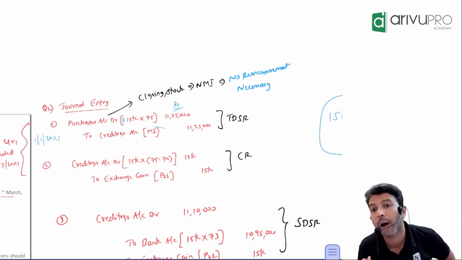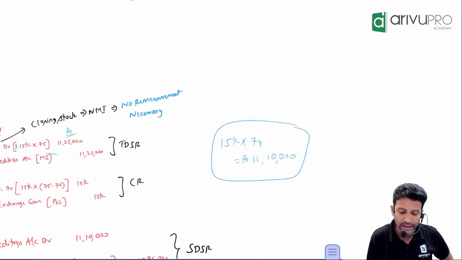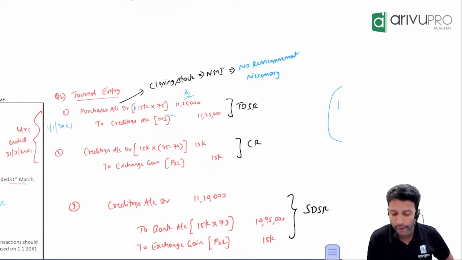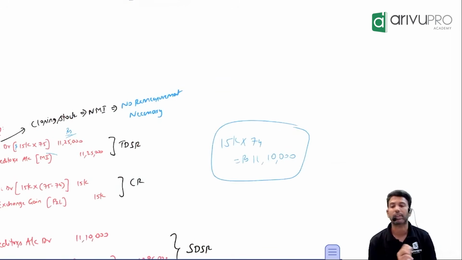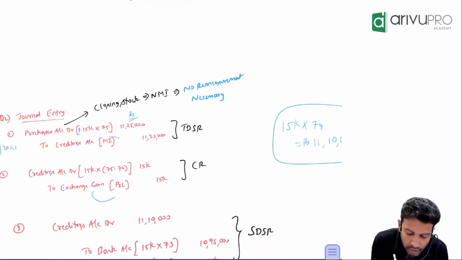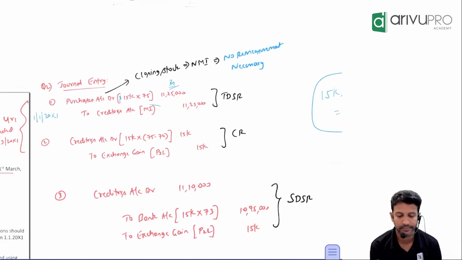Done, Ajay? How much? From 11 lakh 25, if you reduce 11 lakh 10, it is 15,000. And you got this gain when you reconverted the monetary item using what rate? Closing rate. That's all. And this gain, where will it go? Since it relates to a monetary item, it will go to P&L.